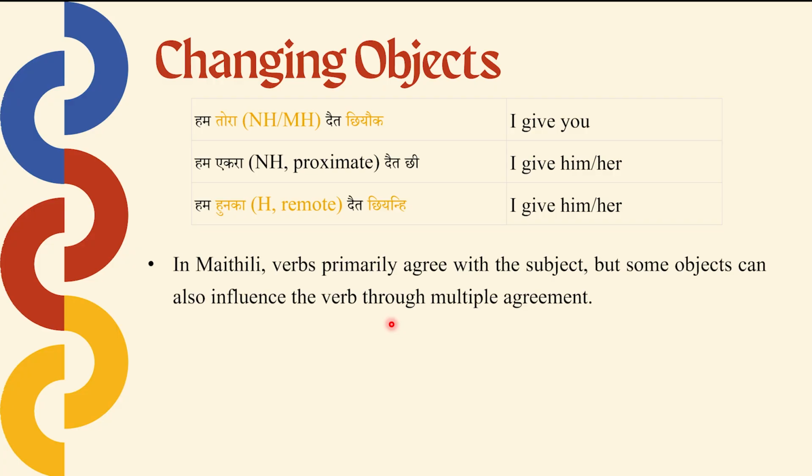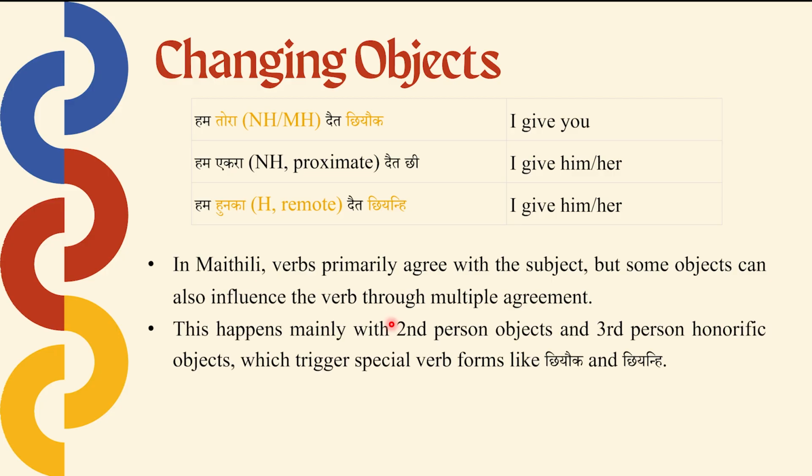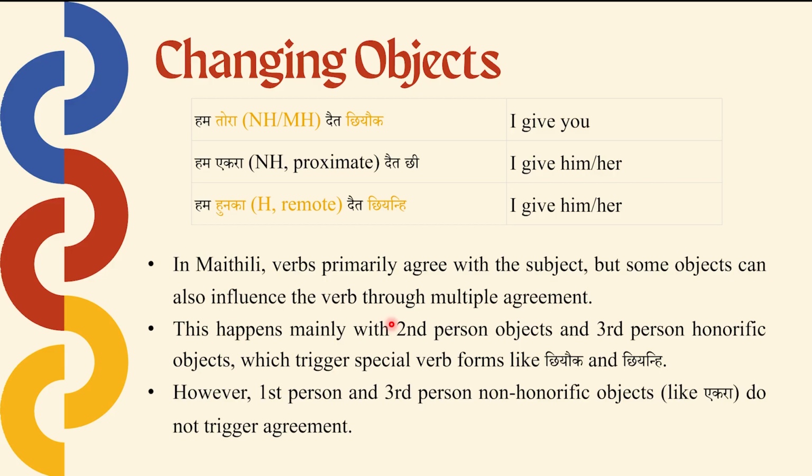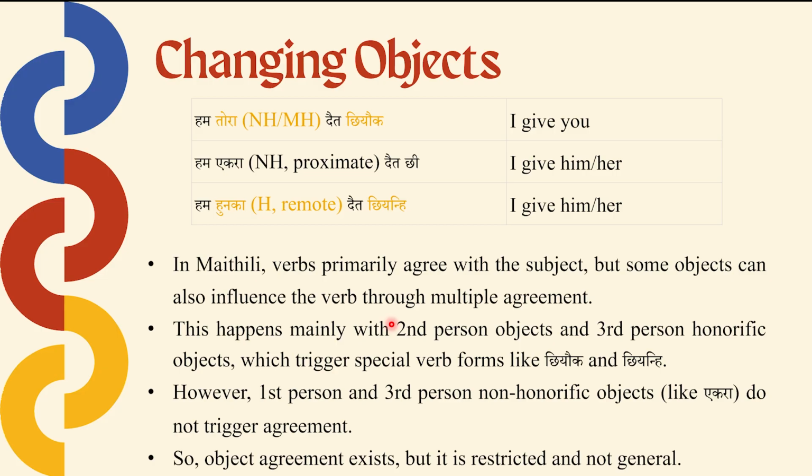So, in Maithili, verbs primarily agree with the subject, but some objects can also influence the verb through multiple agreement. This happens mainly with second person objects and third person honorific objects, which trigger special verb forms like chiauk and chiani. However, first person and third person non-honorific objects like ekra do not trigger agreement. So, object agreement exists, but it is restricted and not general.